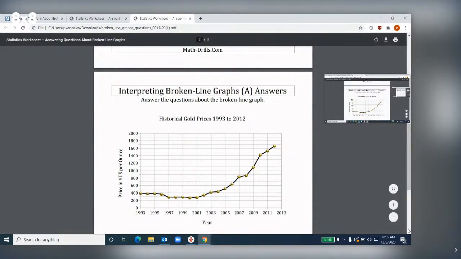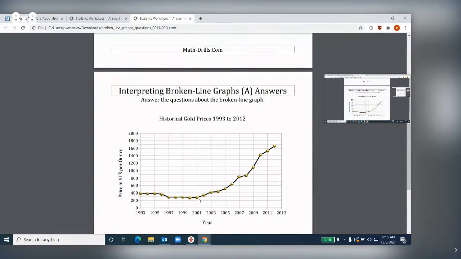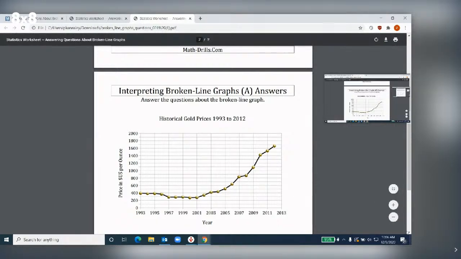Okay. And you can see that since, what did I say, since 2001, gold has been going up. So the last 12 years, if we just look at this, it went from about $350 an ounce to where it is now on this graph. In 2012, it's almost $1,750. So it's gone up about $1,400 in about 12 years. So it's going up a little more than $100 a year since 2001. Okay.